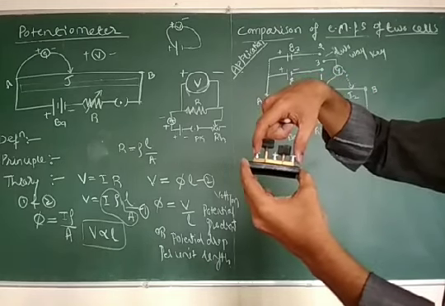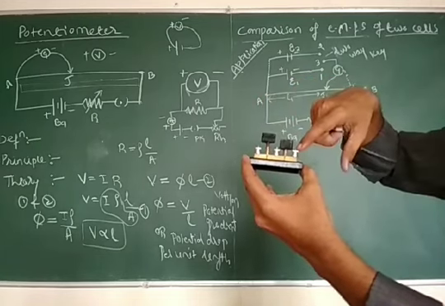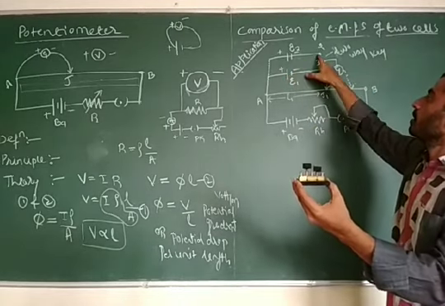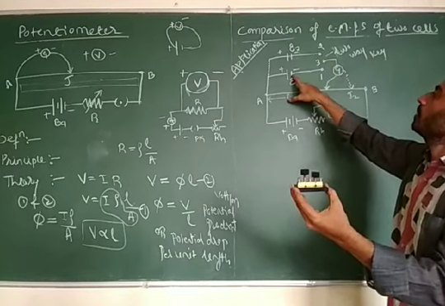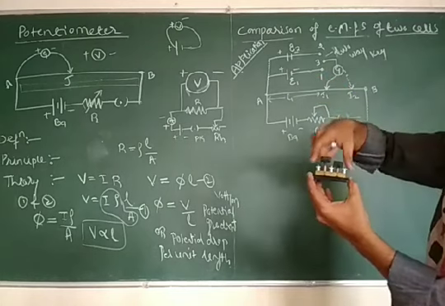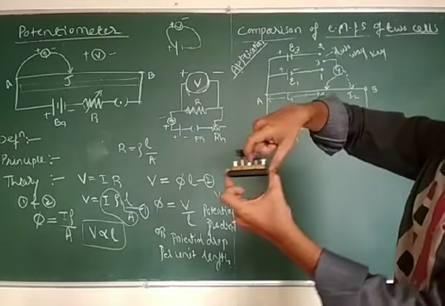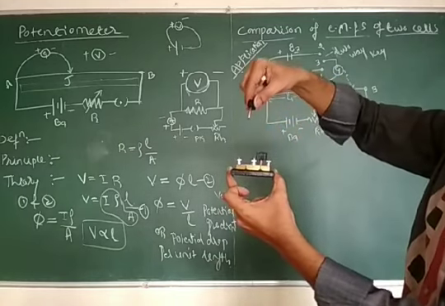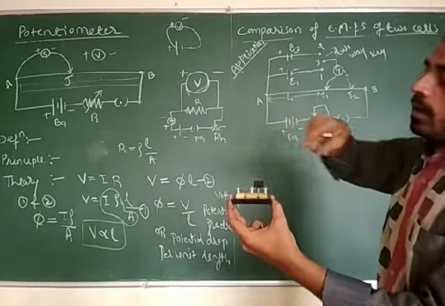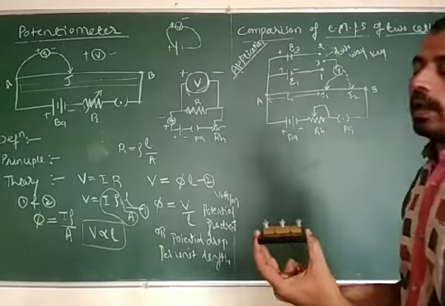Here, one cell of EMF E1 can be connected at 1 and another cell of EMF E2 can be connected at 2. The negatives of both cells, of EMF E1 and E2, are connected to 1 and 2, and 3 is a common terminal, common for both. If I remove this plug key, I can make one of the cells off, and by putting one of the keys, I can make one of the cells active.